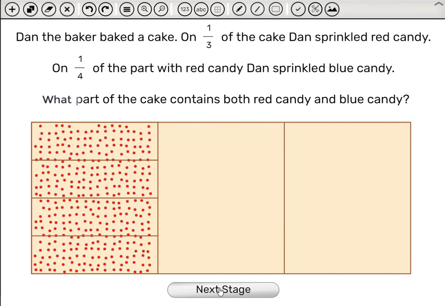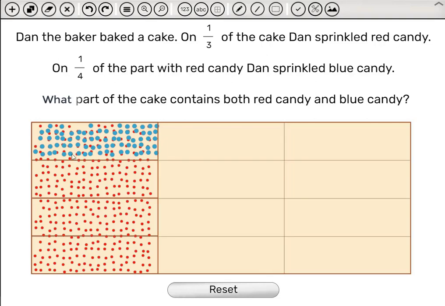We'll click Next Stage, and so we have, on a fourth of the part with red candy, Dan sprinkled blue candy. Now the question is, what part of the cake contains both red candy and blue candy? In order to answer this, we simply click Next Stage one more time. And the division of the third into four is extended across the whole cake. So now we see altogether we have 12 pieces. And one of these pieces has both red and blue candies. So the answer is 1/12.